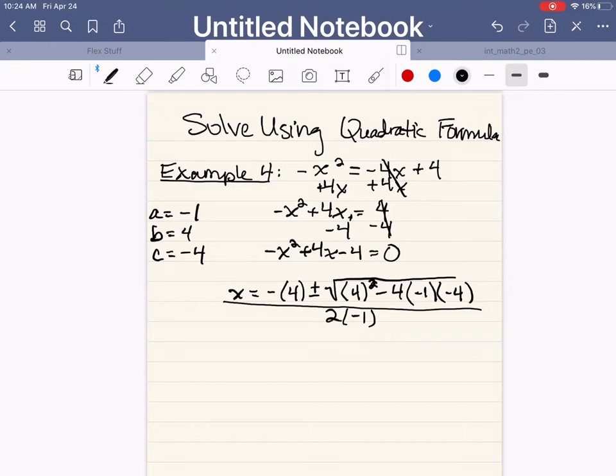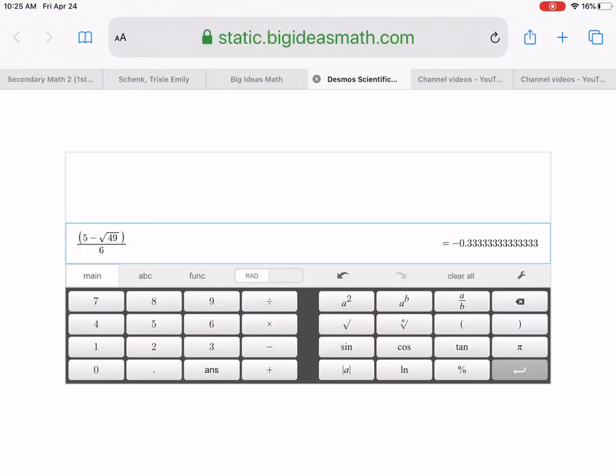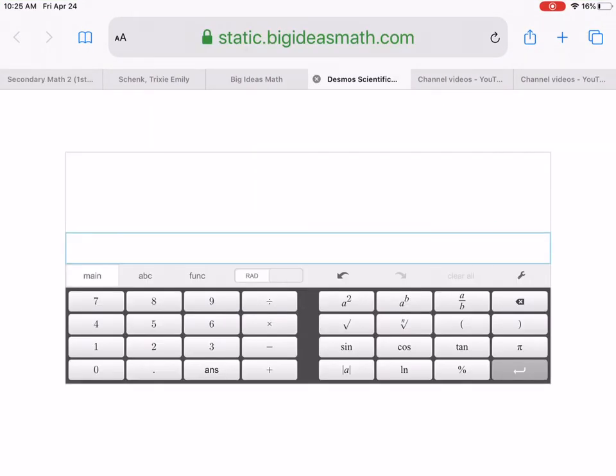Okay, so remember, we're going to simplify the ones we can do in our head. Opposite b, and then 2 times negative 1. So opposite b is going to be negative 4, plus or minus some number we're going to go get in a minute, all over 2 times negative 1, which is negative 2. So let's go get the discriminant. 4 squared minus 4 times negative 1 times negative 4. So let's go get my calculator.